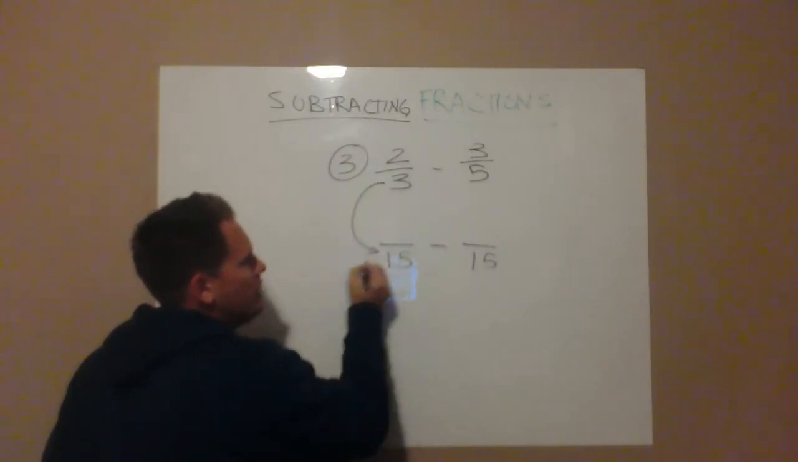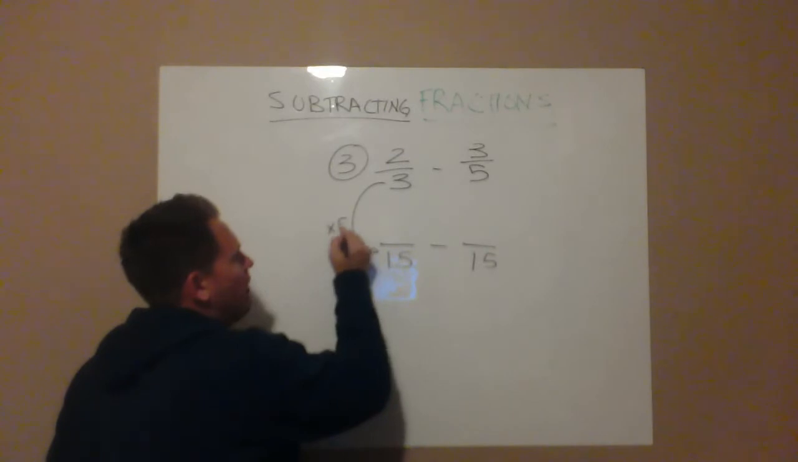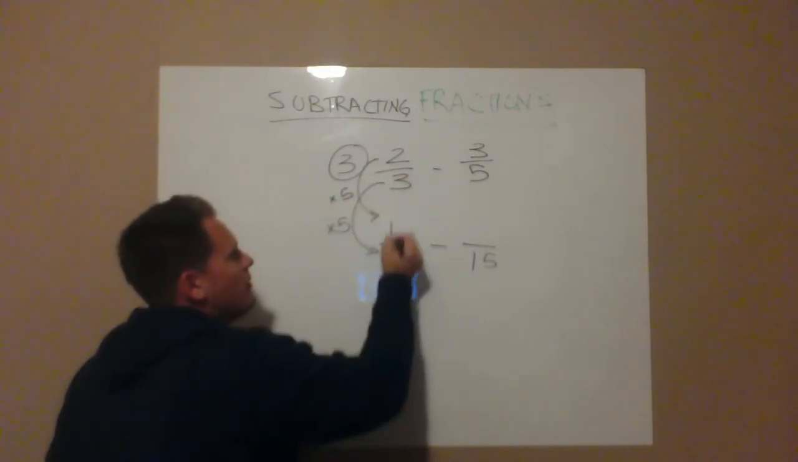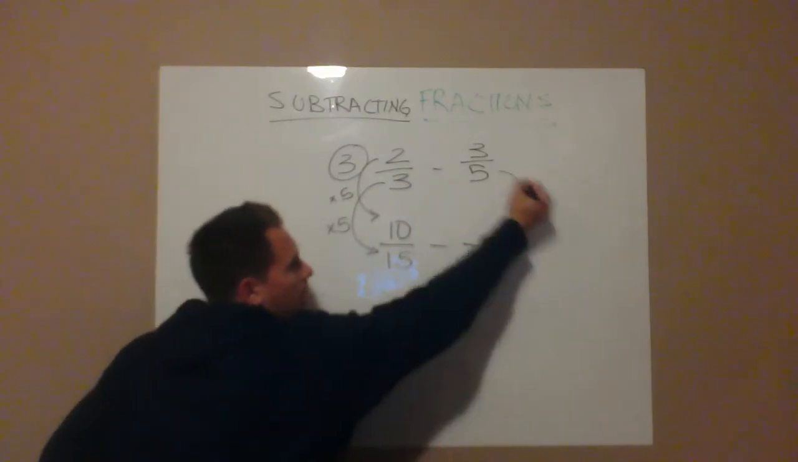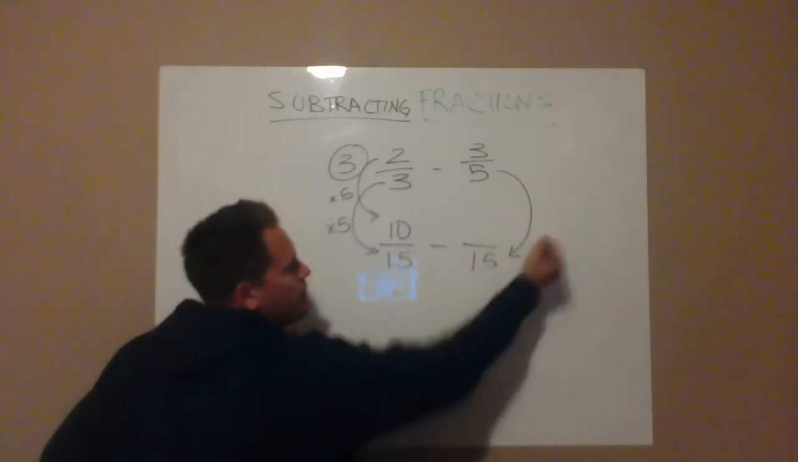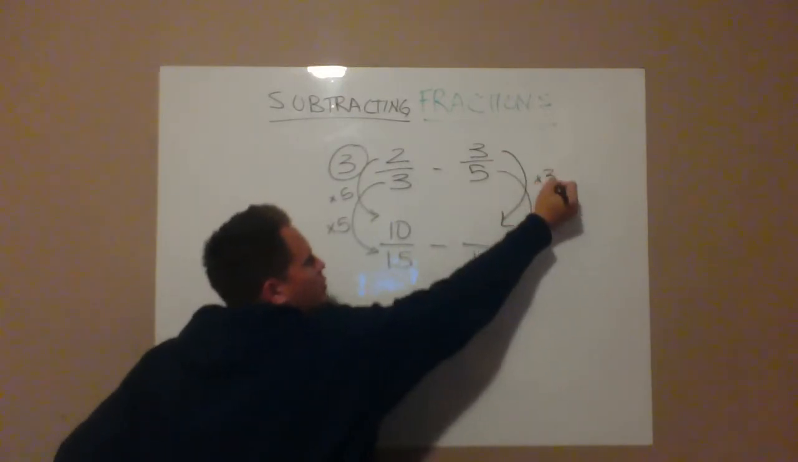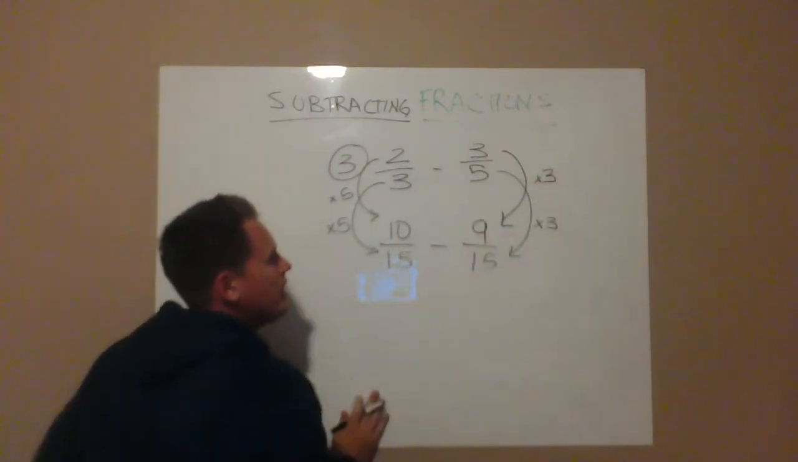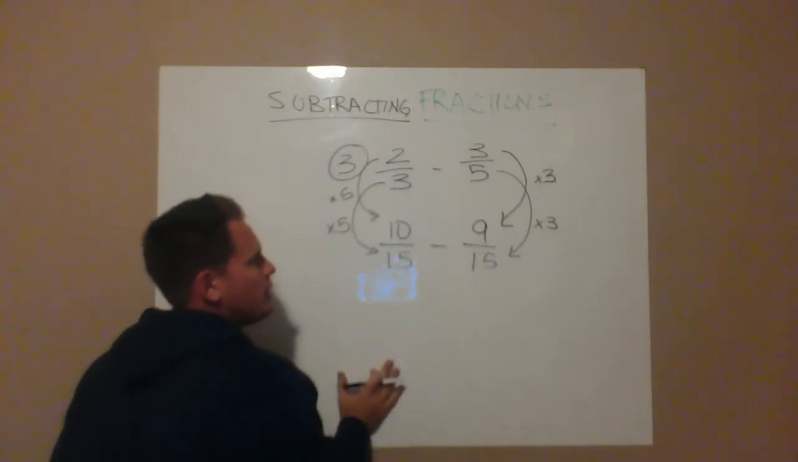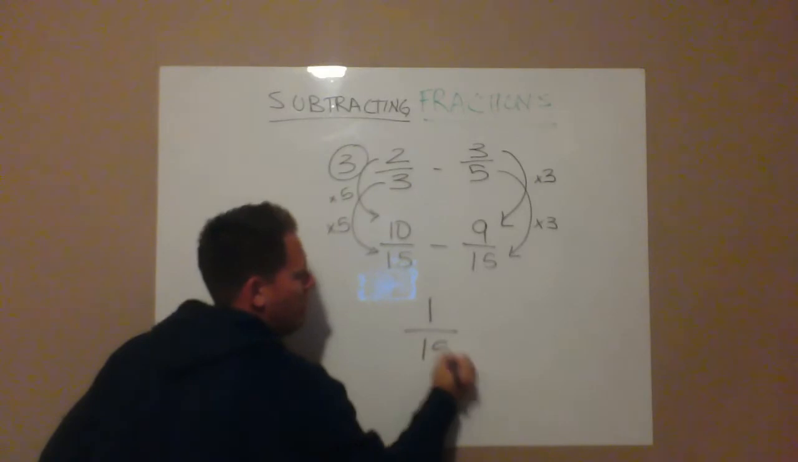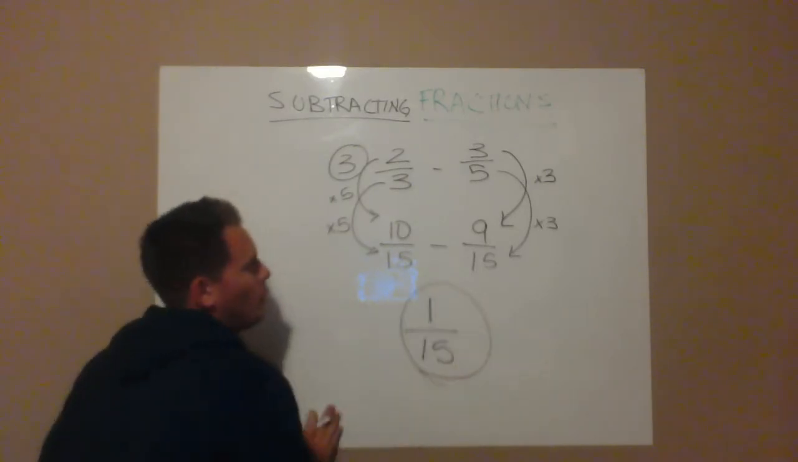How did this 3 become 15? Times 5. So what do I have to do to the 2? Hopefully you multiply that by 5 as well. How did 5 become 15? Times 3. Hopefully you multiplied this times 3 as well, and got 9. We're good to go. We're now going to subtract the numerators. 10 minus 9 is 1. Keep our same denominator. Nothing to simplify. 1/15.